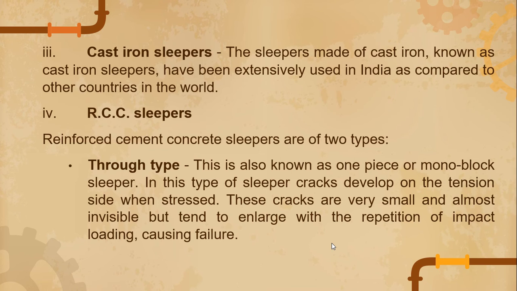RCC sleepers, or reinforced cement concrete sleepers, are of two types. The first one is the trough type. This is also known as the one-piece or mono-block sleeper. In this type of sleeper, cracks develop on the tension side when stressed. Those cracks are very small and almost invisible, but tend to enlarge with the repetition of impact loading, causing failure.